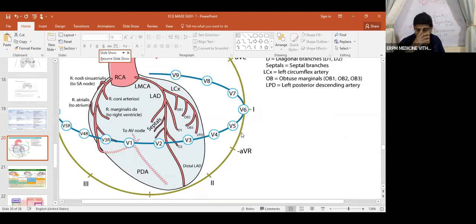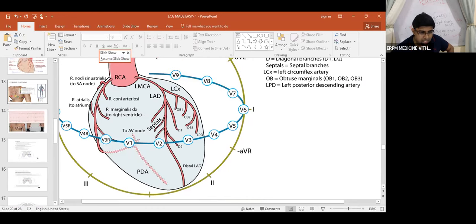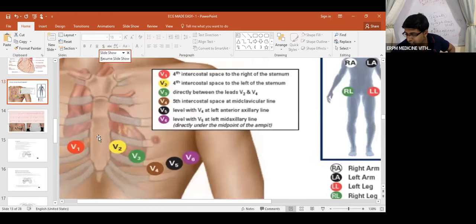Now we are talking about the chest leads. We have said V1, V2 look at the septum of the heart and the anterior surface of the heart. That is obvious here. It looks at your heart like this. V3, V4 look at your heart like this; they look at the anterior surface of the heart.